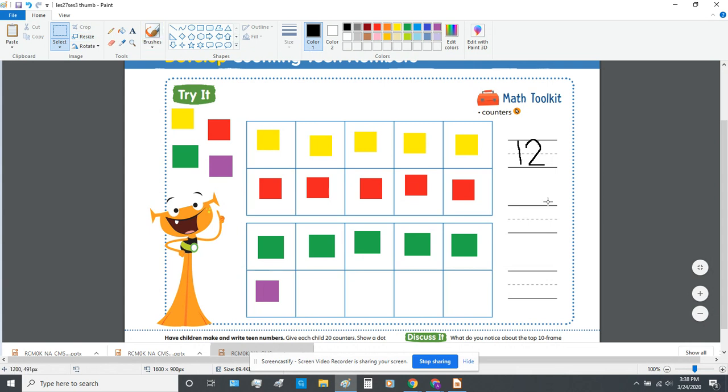We want to write the number 16 right here, and I want to see if you remembered how to do it. What number do all teen numbers begin with? That's it. That's the number 1. How many extras are in the number 16? Oh, big clue there. 6. Good. All right, so you're going to write a 6. Putting those two numbers together, you have a 16.